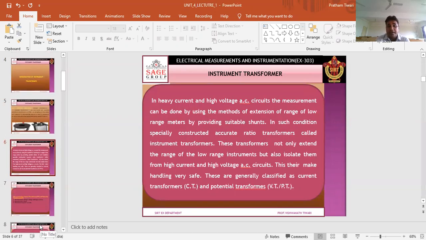In heavy current and high voltage AC circuits, measurement can be done by extending the range of a low range meter by providing a suitable shunt. In such conditions, especially constructed accurate ratio transformers called instrument transformers are used. These transformers not only extend the range of the low range instrument but also isolate them from high current and high voltage AC circuits. They make handling very safe. These are generally classified as current transformer, CT, and potential transformer, PT.